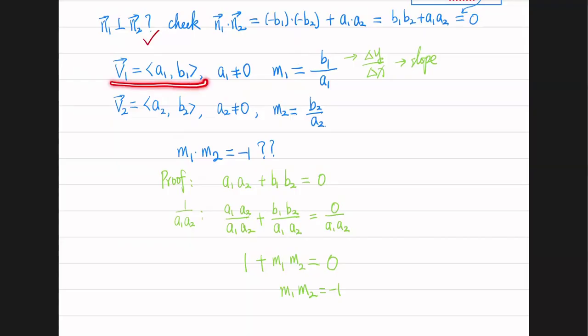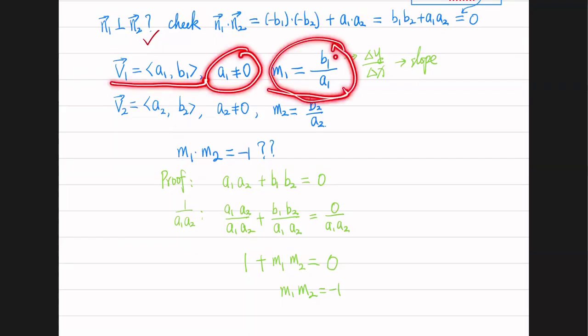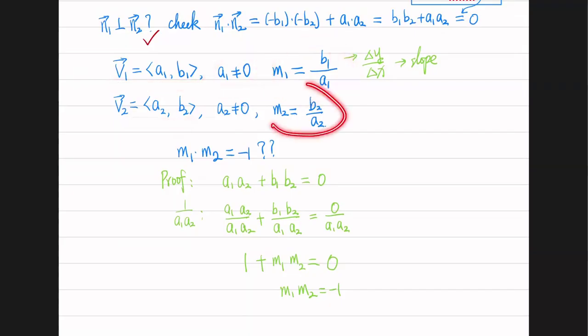For this direction, a1 is not 0. The slope is the quotient, b1 over a1. This direction, the slope is the quotient. The last step: we want to verify the product of the two slopes is -1.